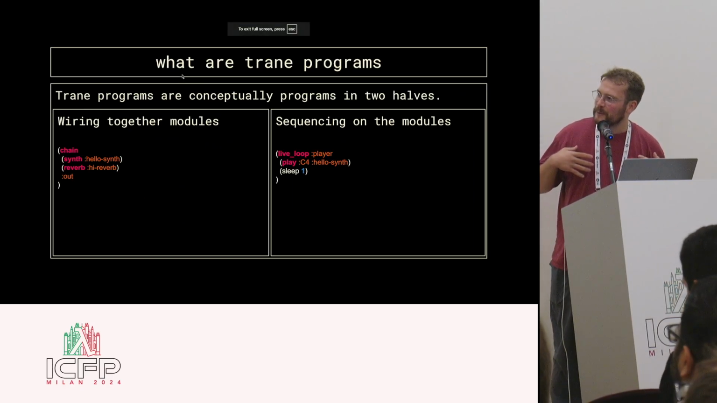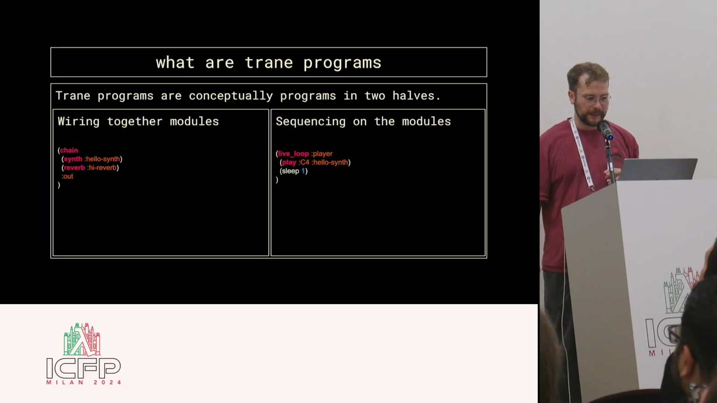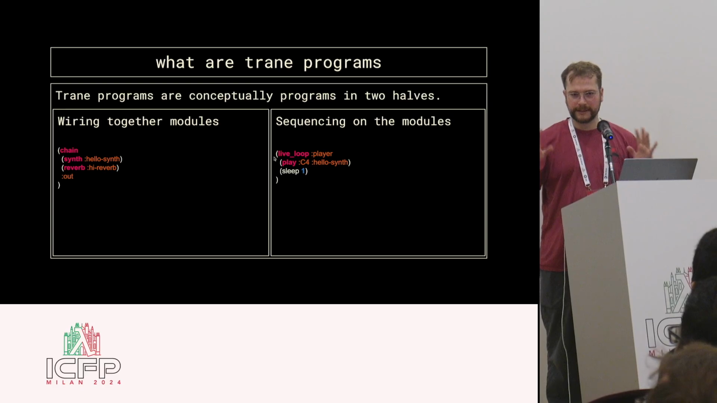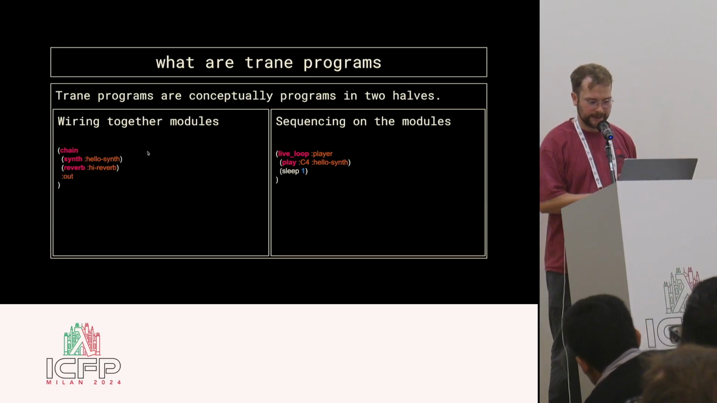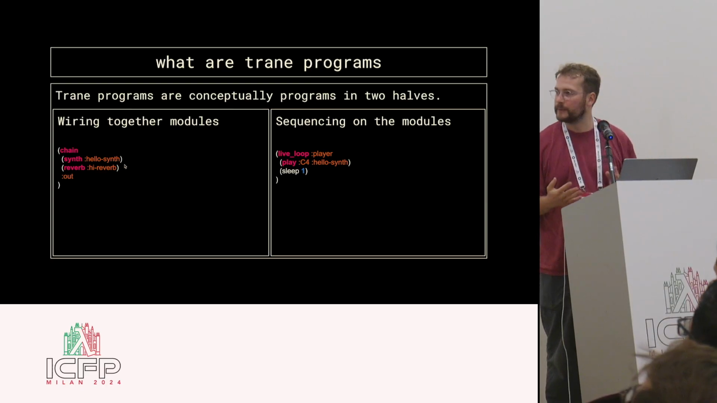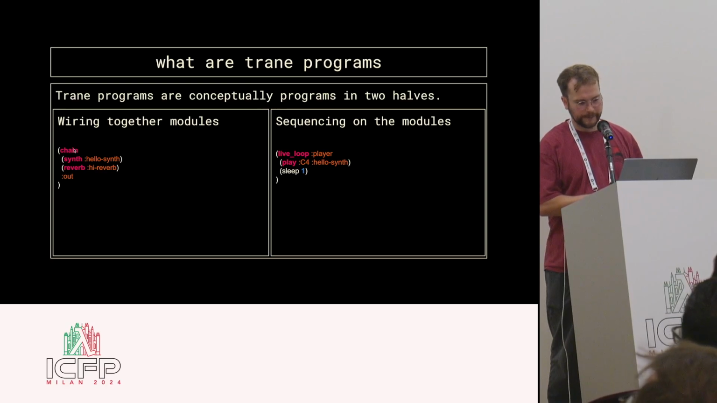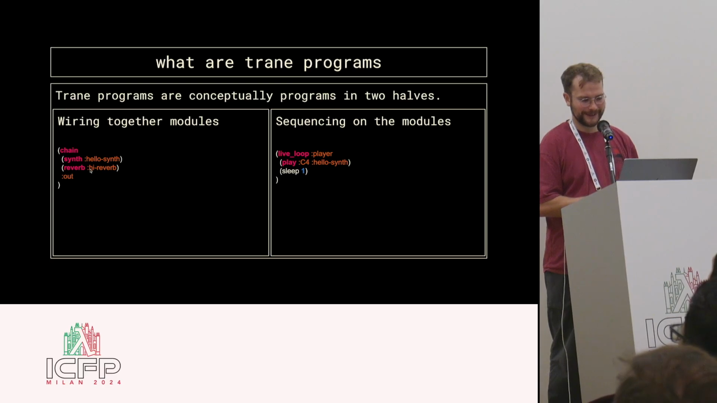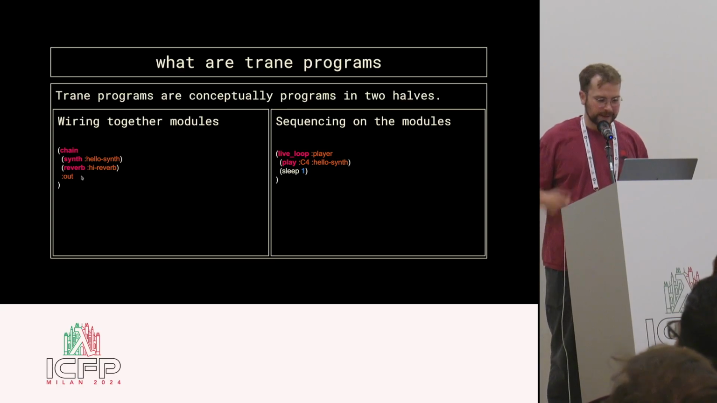So when we're writing Trane programs, you can think about them in two halves. On the left half here, I've got this syntax for creating modules. So these are things which create sound. I've got a synthesizer called Hello Synth here, and that's plugged into a reverb, and then that's plugged into the main output. And this chain thing chains things together. So it takes the output of this first form here and plugs it into the input of this one, and then the output of this into the input of this. It's just like an effects chain. So that's one half of the language.